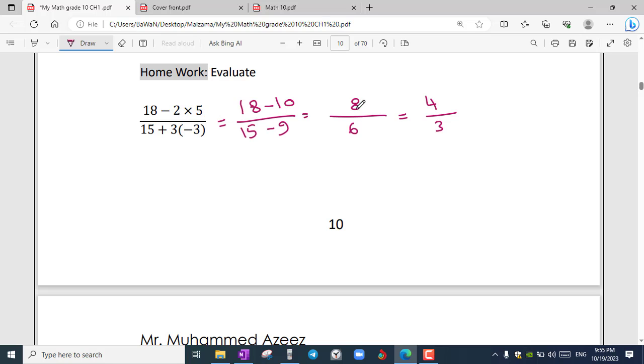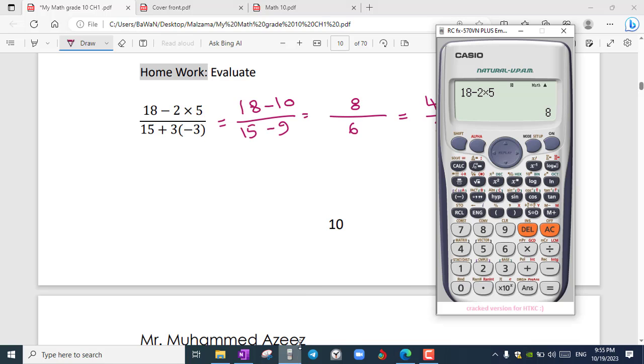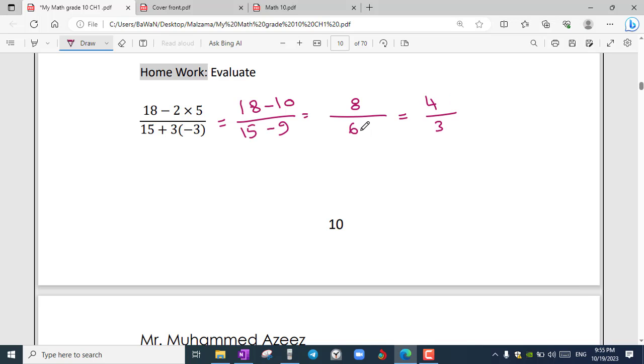Now I got the 8 from the numerator. Now let's do the denominator. The denominator is like this. Try to write the exact same thing in calculator. Plus 3 bracket negative 3, close the bracket. This is equal to 6. See? Now 6 over 8 is 4 over 3. And it's not necessary to always write the answer as decimal. 4 over 3 is simplest form. This is it.